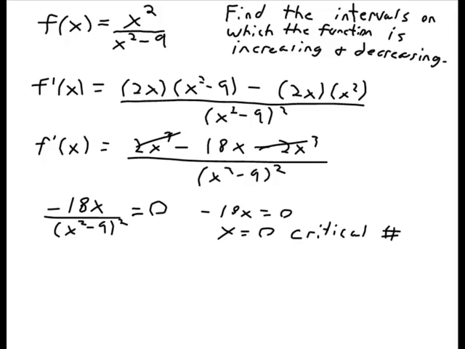Now we also have to take into consideration where the derivative is undefined. In this case, our denominator is going to be undefined at plus or minus 3. Well, that's undefined on the original function, so it's not a critical number, but we do need to consider it when we're making our calculations. So we'll say at x equals plus or minus 3, there is a discontinuity.